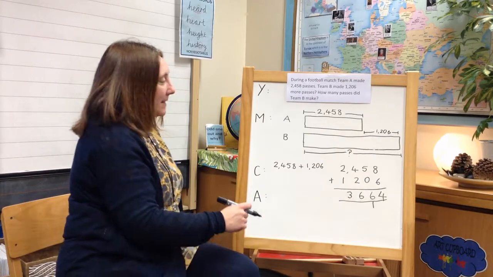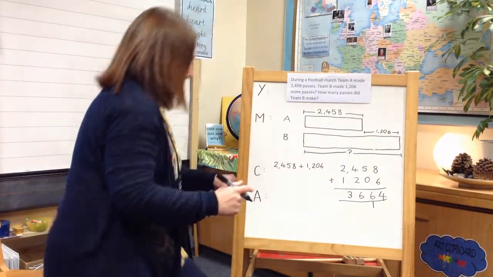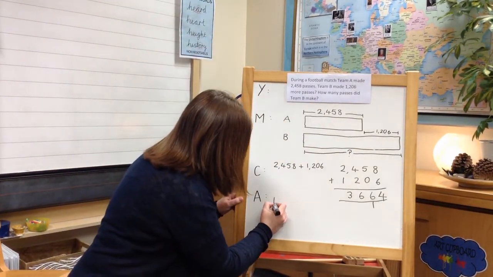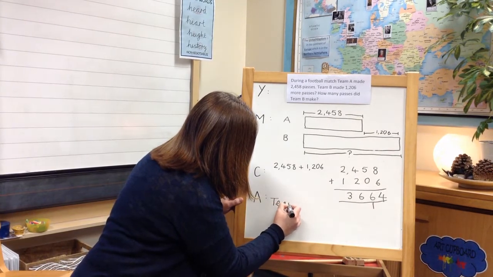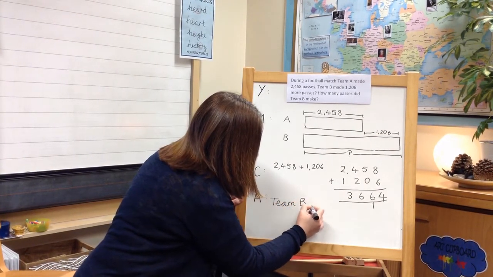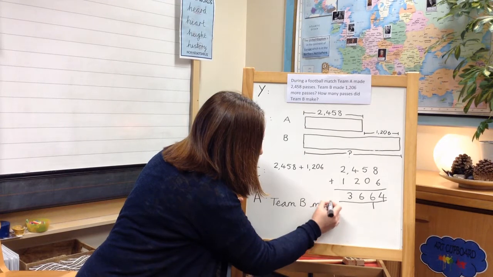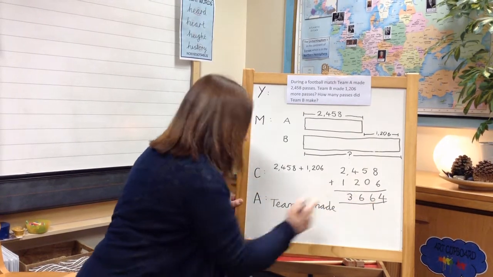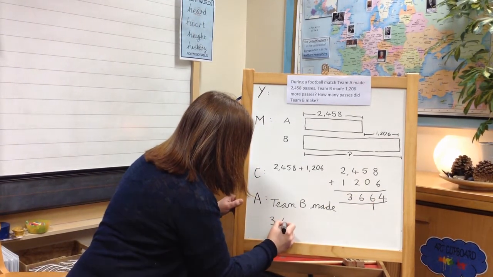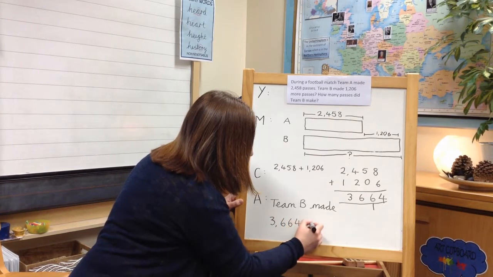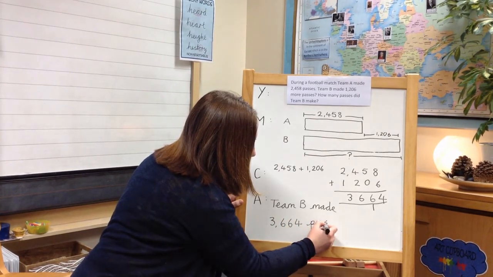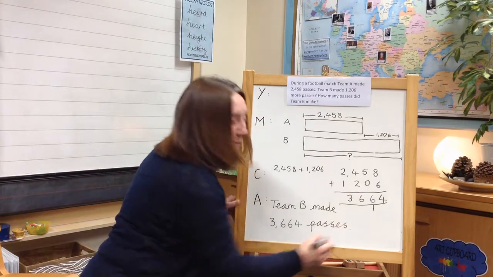So, how many passes did Team B make? Team B made, here's our total, 3,664 passes. Full stop.